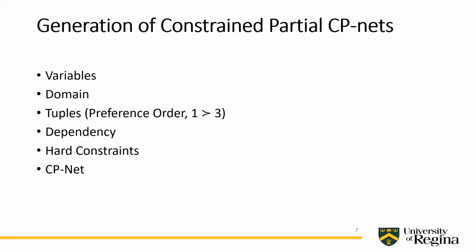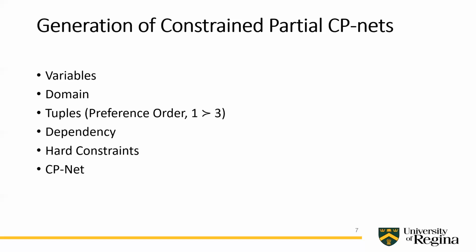And tuples means the preference order. Each tuple will have two values, like 1 is preferred over 3 or 2 is preferred over 5. So each tuple will determine the preference order between any two values. There will be dependency. Dependency means, as we are drawing a CPNet, which is conditional preference, the condition is basically dependency here. If we say that B is dependent on A, which means B is conditionally dependent on A, based on A, the user will choose B.